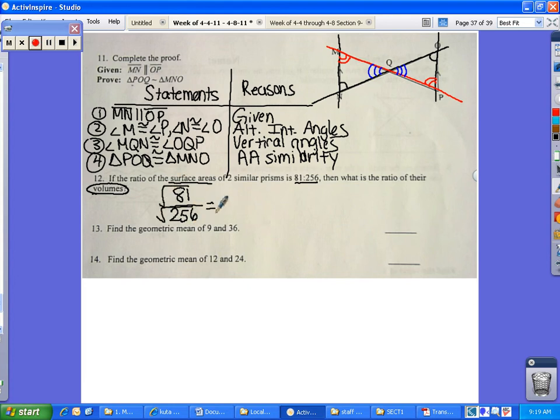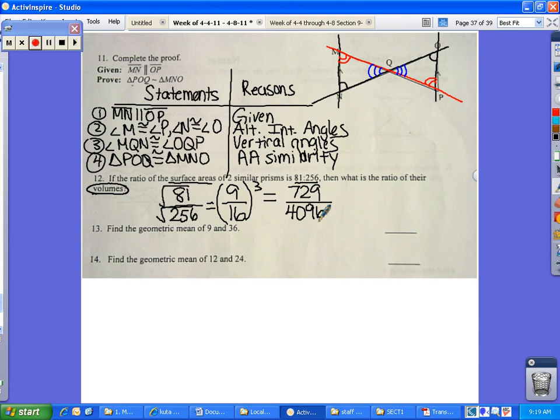So if I take the square root of 81, I get 9. If I take the square root of 256, I get 16. Now, since I have the linear ratio, how do I find the volume ratio? Well, volume is cubed, so I have to go ahead and cube that ratio. 9 cubed is 729, and 16 cubed is 4,096. So that would be the ratio of my volumes.